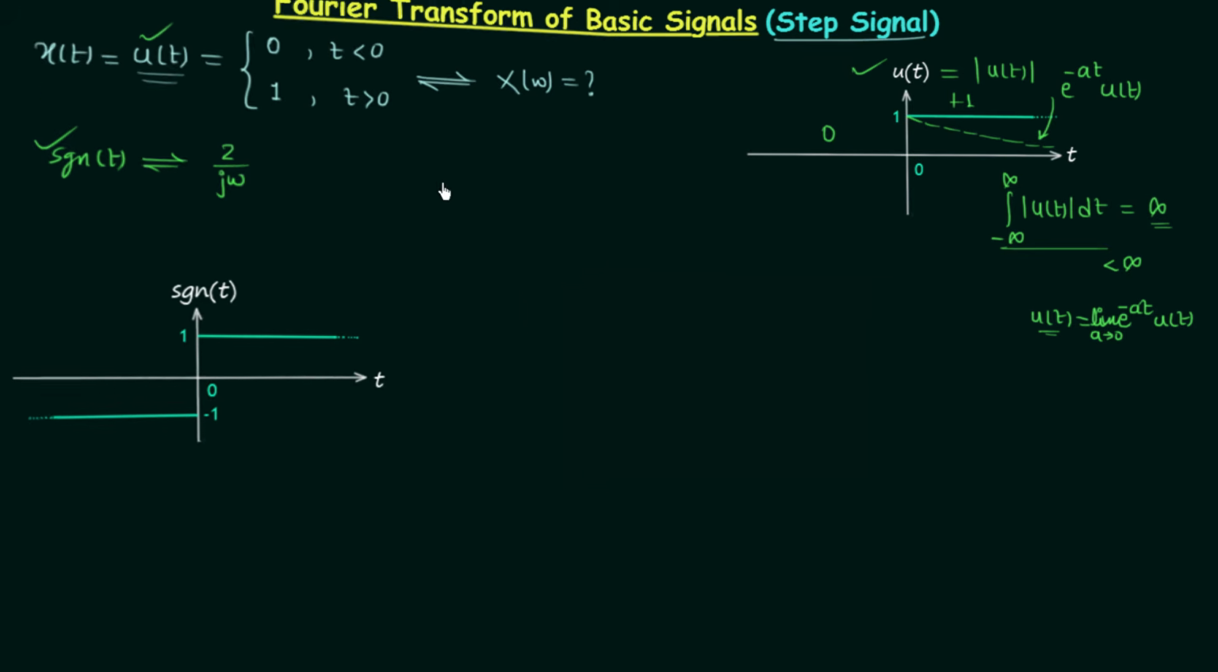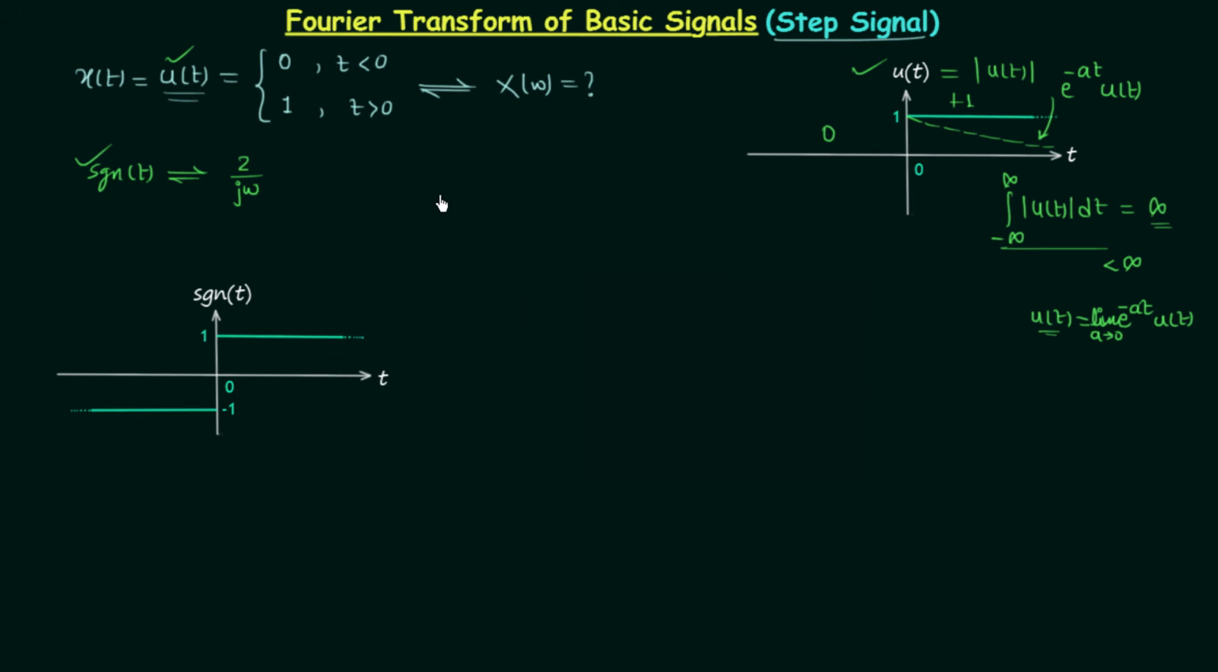For this purpose I will compare the waveform of the Signum function with the waveform of u(t). After comparison you can see there is one difference between the two waveforms. The Signum function is equal to minus 1 from minus infinity to 0, but u(t) is equal to 0 from minus infinity to 0, and from 0 to infinity the two signals are the same. So in order to write u(t) in terms of the Signum function, it is important to make minus 1 equal to 0, and we can do this by adding 1.